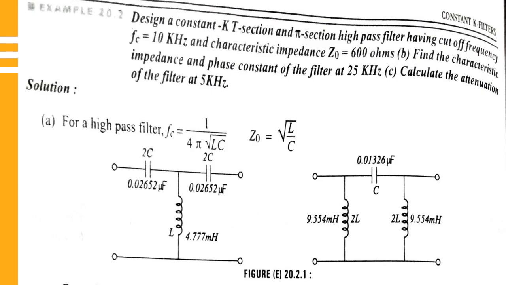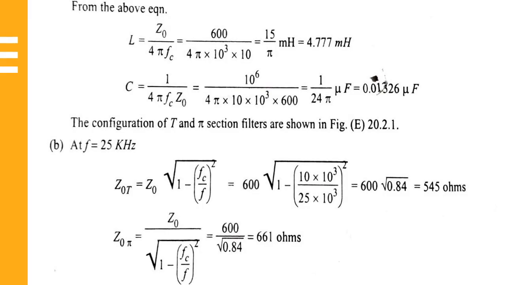So how can we calculate L and C? From observing the equation, we find L is equal to Z0 divided by 4 pi fc, and for the capacitor, C is 1 by 4 pi fc Z0. Here you can directly take the micro as 10 raised to the power minus 6. Substitute the value of Z0 and the value of fc, and you will find 4.77 millihenry for the inductor. Similarly, for the capacitor, substitute the values of fc and Z0, and you will find 0.013 microfarad. These values you can substitute in the above T and pi sections. If they directly have L and C, well and good. Otherwise, if divided by 2 or multiplied by 2, you can do that and place the value there.